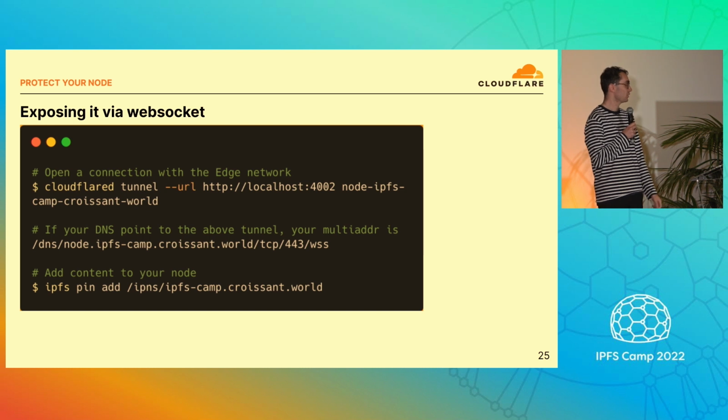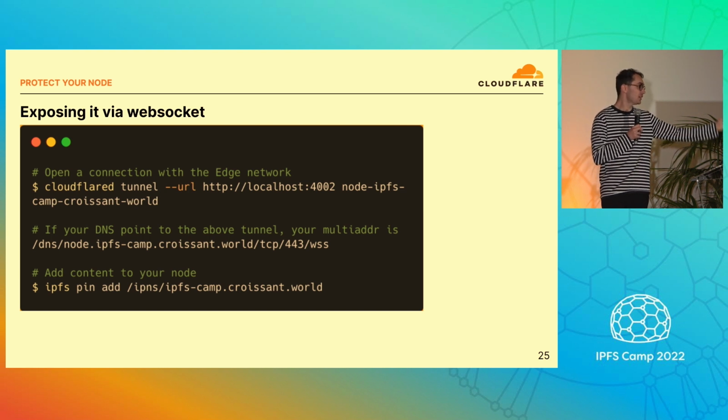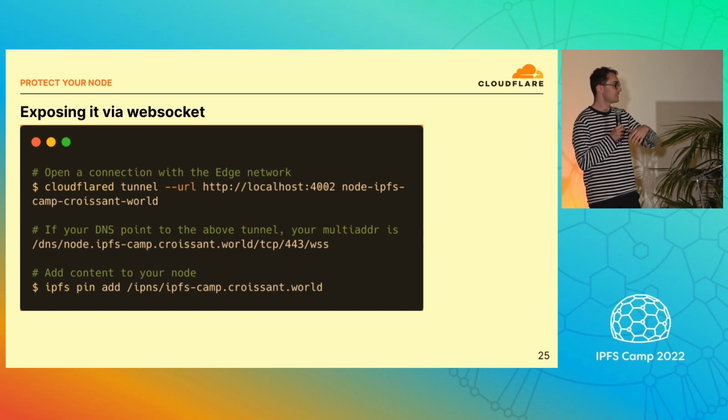And that's it, you can add content. A funny thing, if you're still using DNS, you can advertise your peer ID as /dns/node.ipfscamp.croissant.world with WebSocket, and that's it. You're just using HTTP tooling to serve IPFS content.